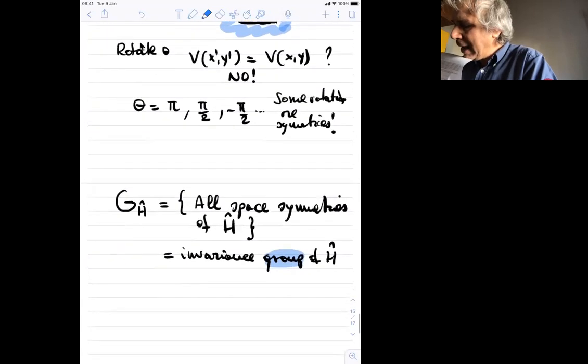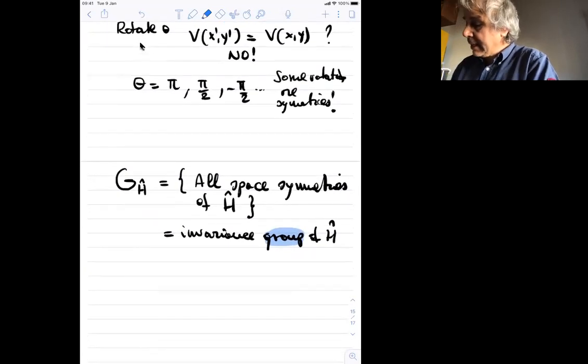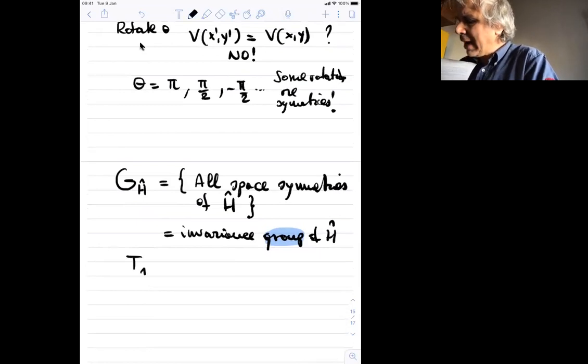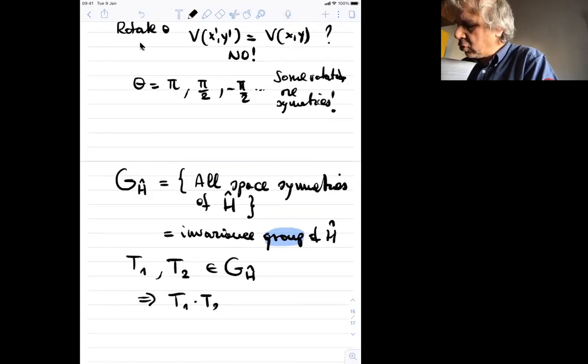Notice I say group. Why group? Well, because if I have a certain transformation T, if T1 leaves the Hamiltonian invariant and T2 leaves the Hamiltonian invariant, so both belong to the group of the symmetries of the Hamiltonian, then it's obvious that T1 times T2 also belongs to the group of the Hamiltonian, okay? This is kind of a simple thing to realize. So it is indeed a group.